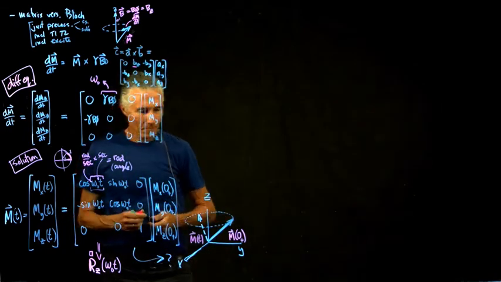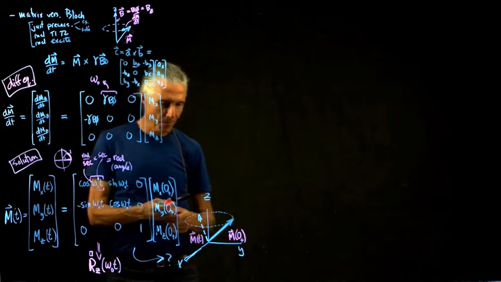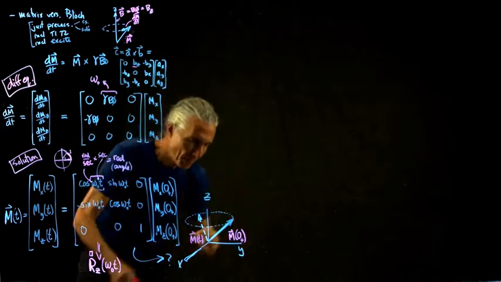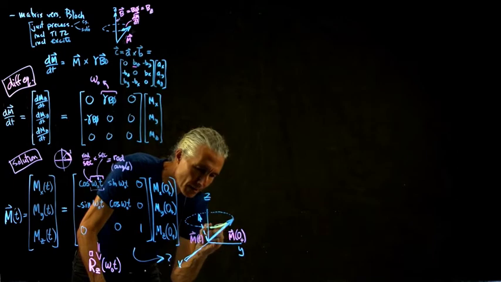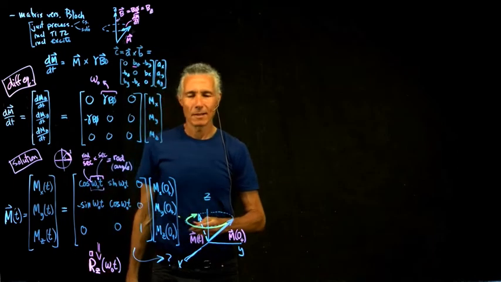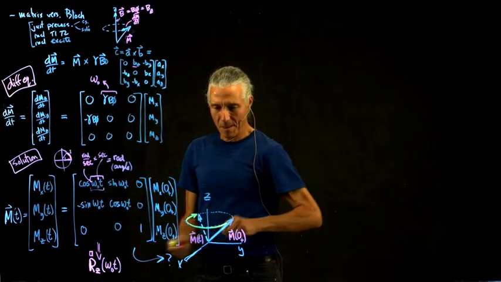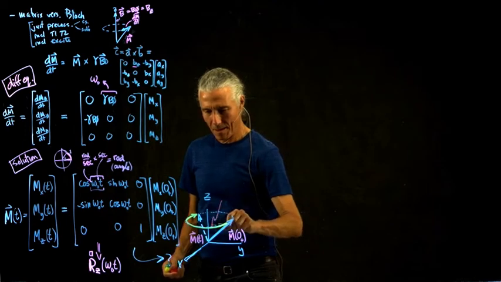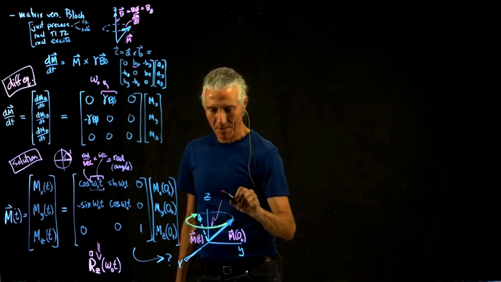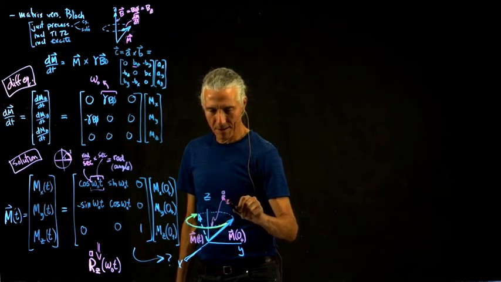And how did it get there? The rotation matrix put it there. So here's this guy. That guy was done by the R matrix Z omega 0 t. It did this.